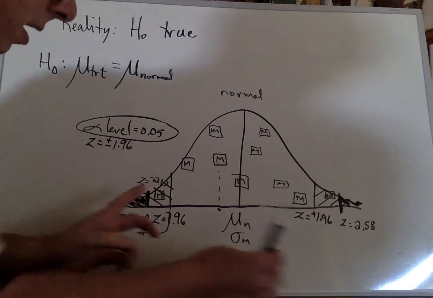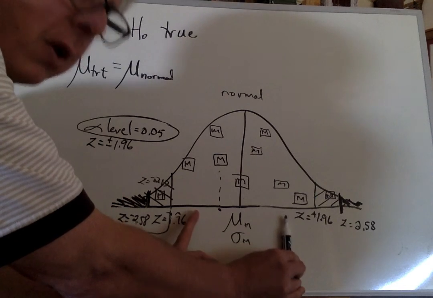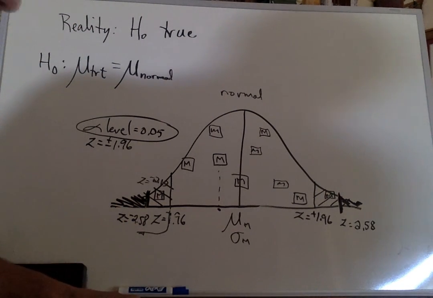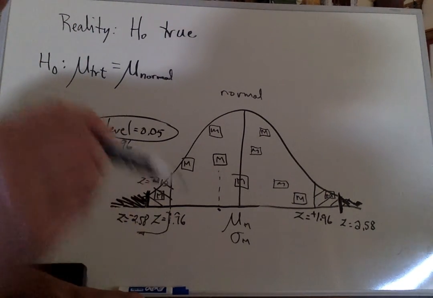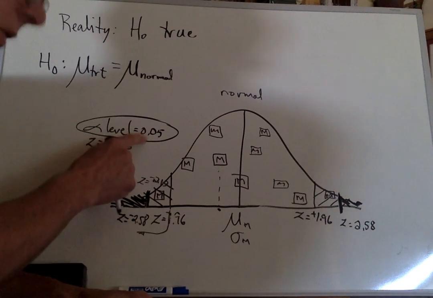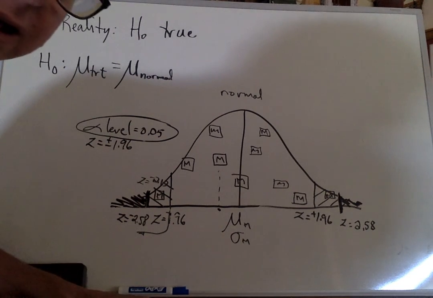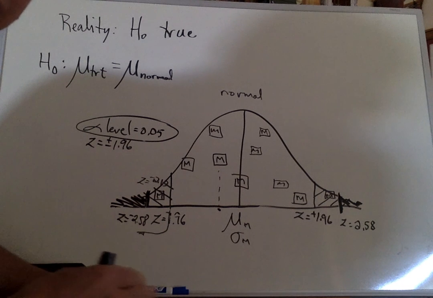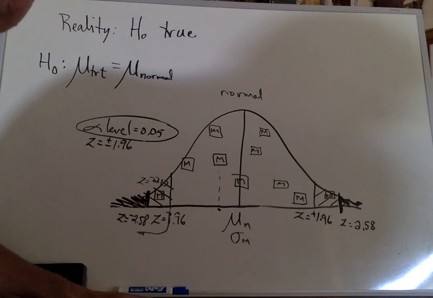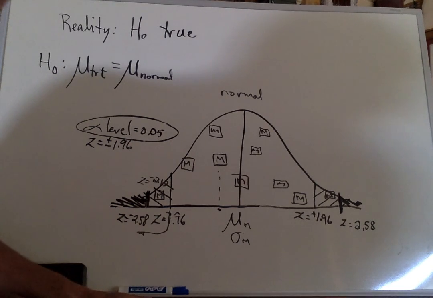Okay? If I move my criteria inward, then I would have more of a chance of making a type 1 error. The probability of making a type 1 error is equal to your alpha level. That's a probability. I don't ever know whether I'm making a type 1 error or whether I'm correct. In fact, I don't know when I'm making any error and when I'm correct.